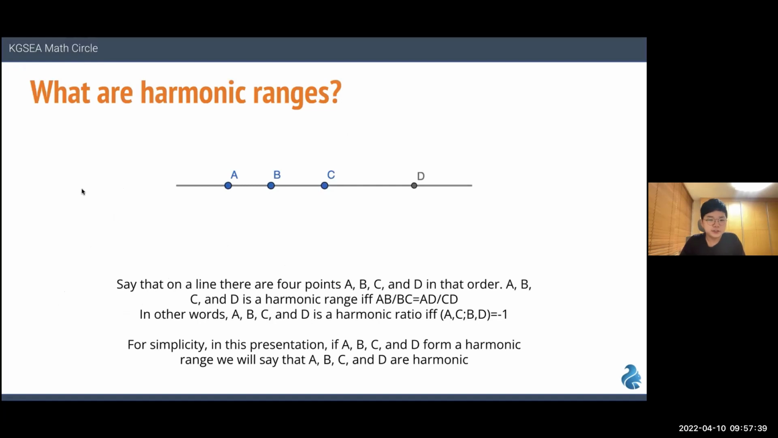So what are harmonic ranges? If we say that on the line, there are 4 points A, B, C, D in that order, A, B, C, D is a harmonic range if and only if AB over BC is equal to AD over CD. In other words, ABCD is a harmonic range if and only if the cross ratio of ACBD is -1. For simplicity in this presentation, I'll be saying that if ABCD form a harmonic range, ABCD is harmonic.